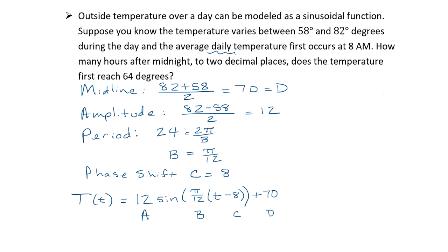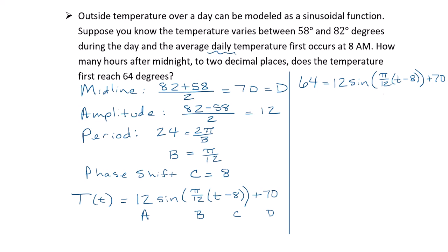Now we're ready to go ahead and put this function to use. I need to find out how many hours after midnight, to 2 decimal places if necessary, does the temperature first reach 64 degrees. So I have here 64 is the temperature at some time t, equals 12 sine of pi over 12 times t minus 8 plus 70. And now I'm going to solve for t.